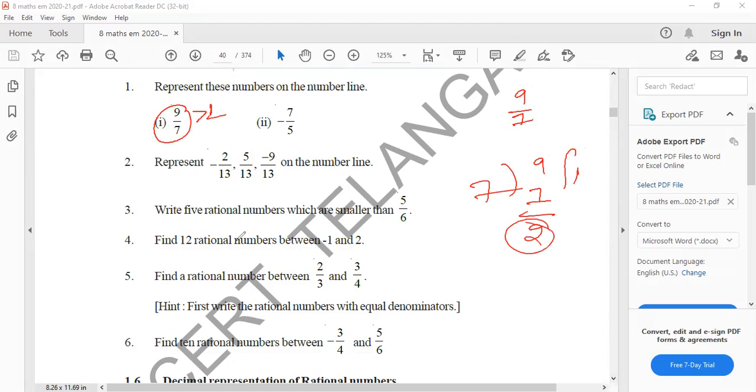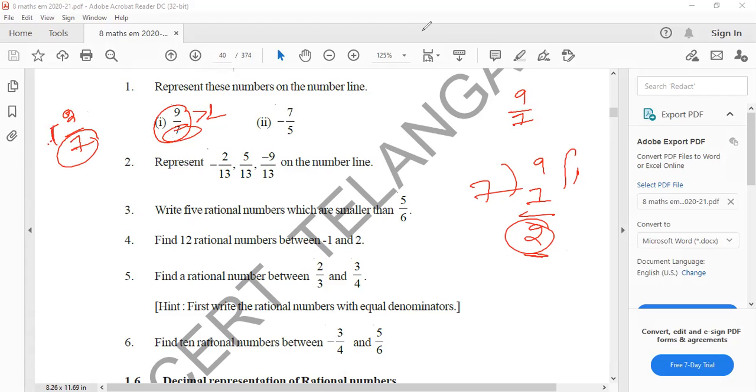How can you write this? It is converted to a mixed fraction. 7 ones are 7, plus 2 makes 9 by 7. This is the procedure. 7 is the denominator. It must be clear.